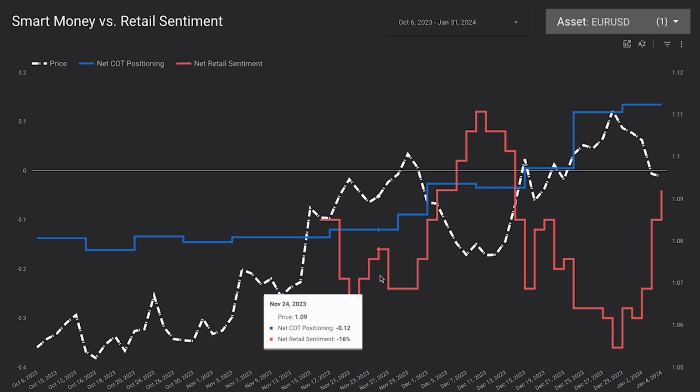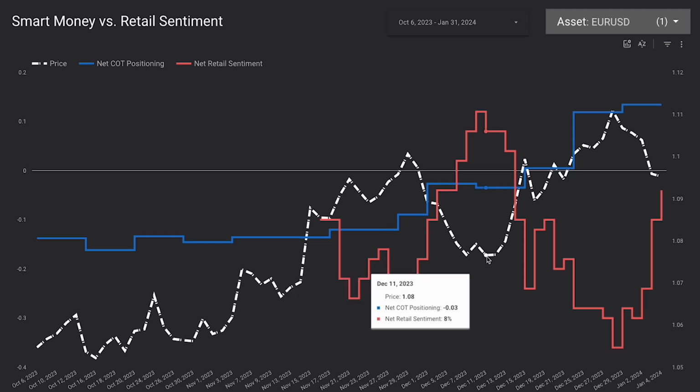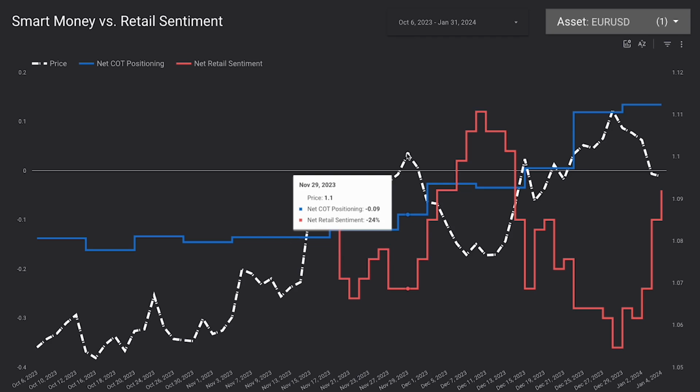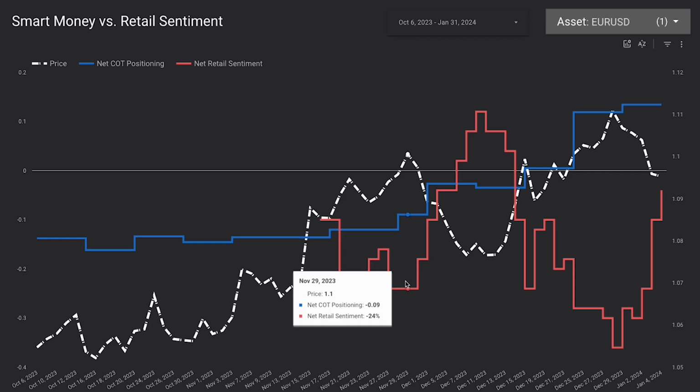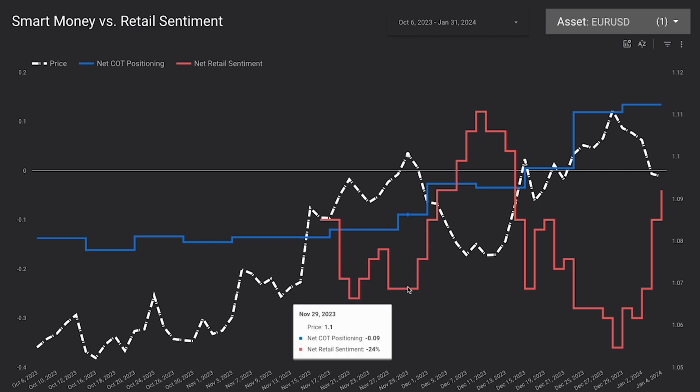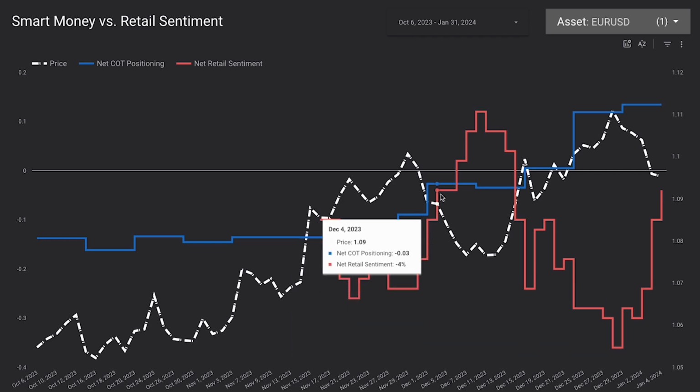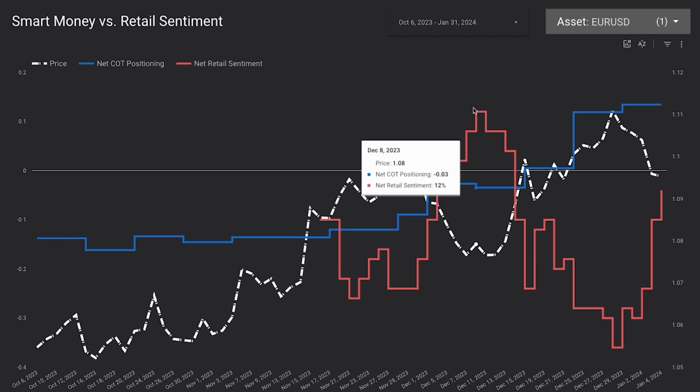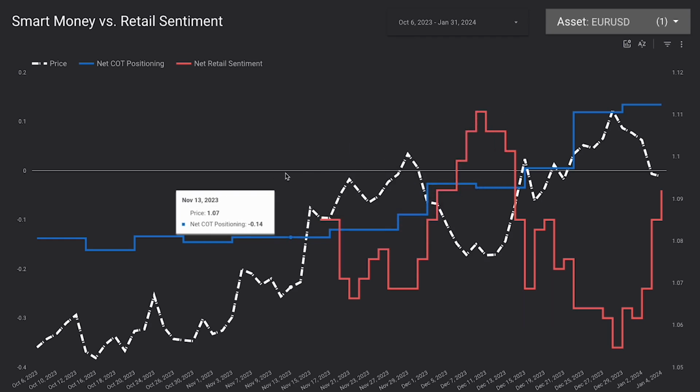So take a look at this. This is where I think it's most obvious how smart money can take advantage of retail traders. So we see Euro USD hit a nice little high right here on November 29th before coming way back down. And during this, what did retail traders do? Retail traders bought Euro USD, bought Euro USD, bought Euro USD up until we're above this zero line here.